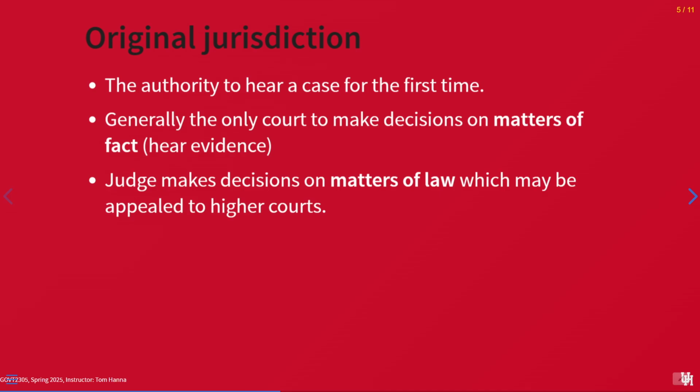The judges in these courts make decisions on matters of law, and those matters of law are the things that typically are appealed to higher courts. Where higher courts consider evidence at all, it's usually with regard to whether the proper evidence was heard, or whether evidence may have been concealed that should not have been. But appellate courts generally don't make decisions about actual guilt or innocence. That's done at this original jurisdiction stage by a jury, in many cases.